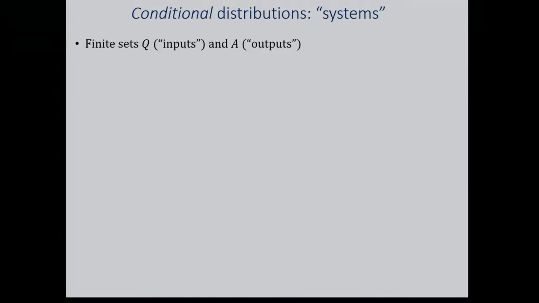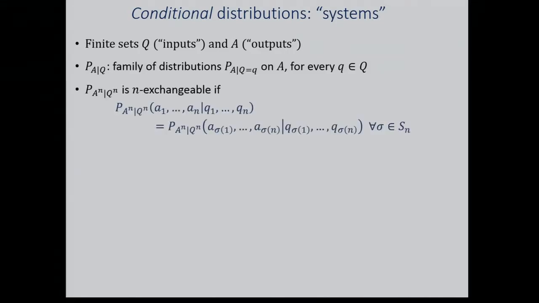So now I have two finite sets, my questions and my answers, or my inputs and outputs. And what I look at is these conditional distributions. This is just notation for saying that I have a family of distributions on this set A, parameterized by elements Q of my set Q. And you can keep A be {0,1} and Q be {0,1} for the whole talk if you want. Now the generalization of the notion of being permutation invariant, I'll call it n-exchangeable. It means that if you permute the inputs according to any permutation, and you permute the outputs according to the same permutation, then your whole family of distributions is unchanged.